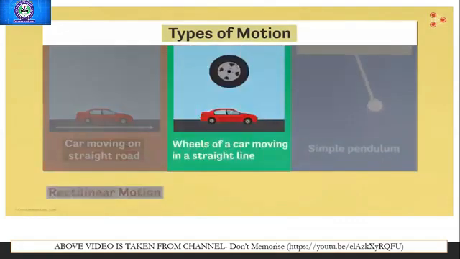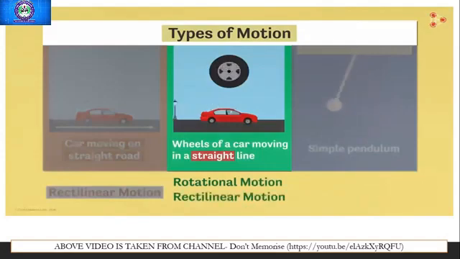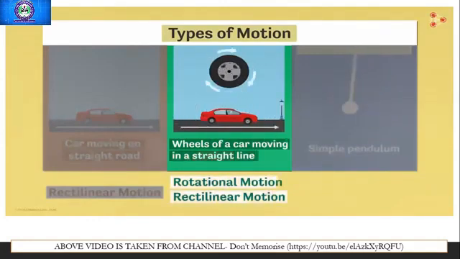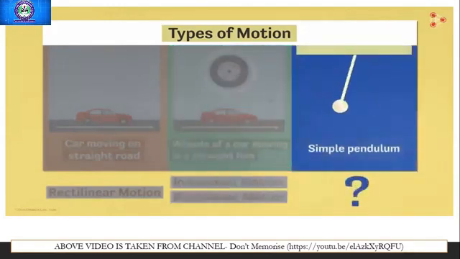The second one is interesting. Most of us would have guessed rectilinear motion after seeing the word straight. Which type of motion are the wheels of an automobile performing? Are they undergoing rotational motion or rectilinear motion, or both? Since the automobile is moving in a straight line, its wheels are undergoing both rectilinear and rotational motion at the same time. What about the simple pendulum?